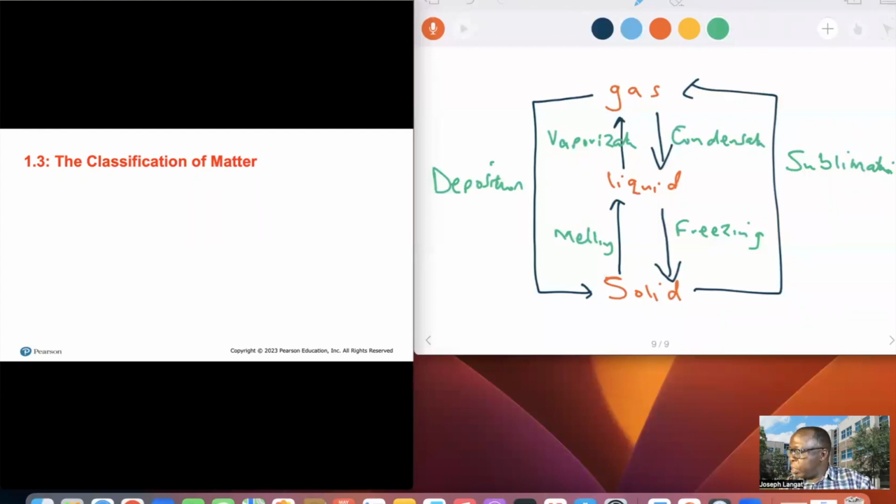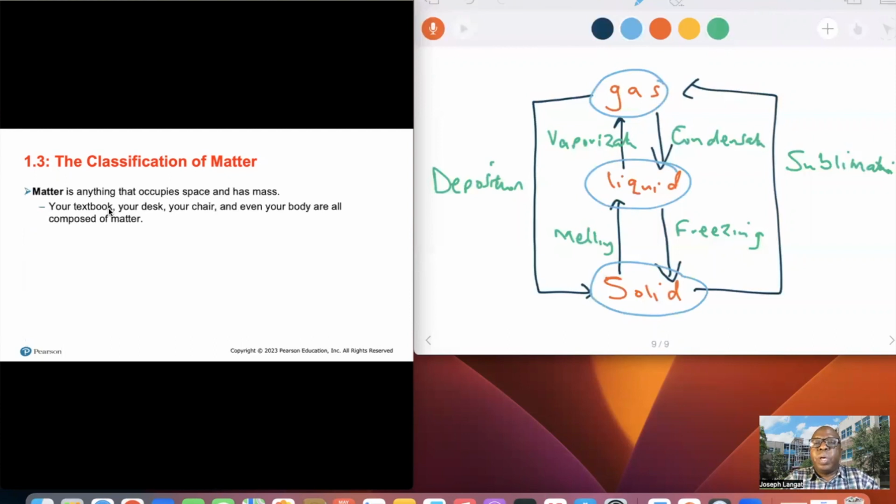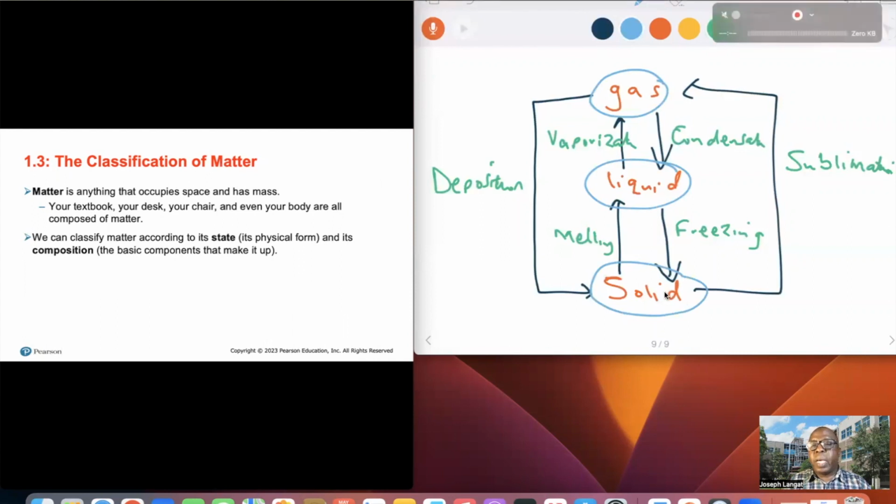The point here is the three states, solid, liquid, and gas, which I want you to be able to use to classify matter. I defined earlier, at the beginning of the lecture, what matter is. Matter is anything that occupies space and has mass. Occupying space means it has volume. For example, your text, your chair, even your body are all composed of matter. We classify matter according to state, either solid, liquid, or gaseous, and by composition, the basic components that make it up.